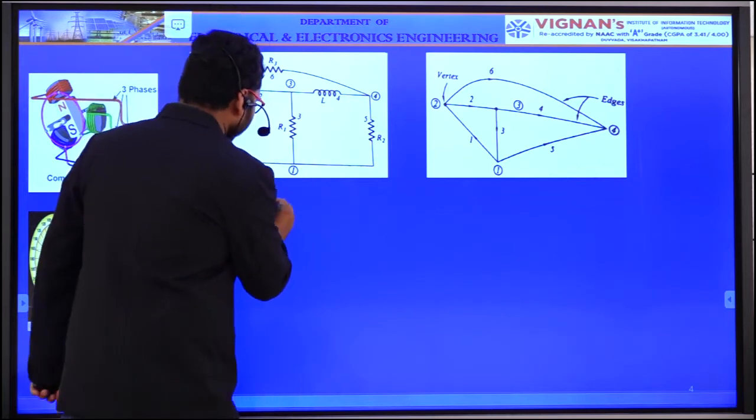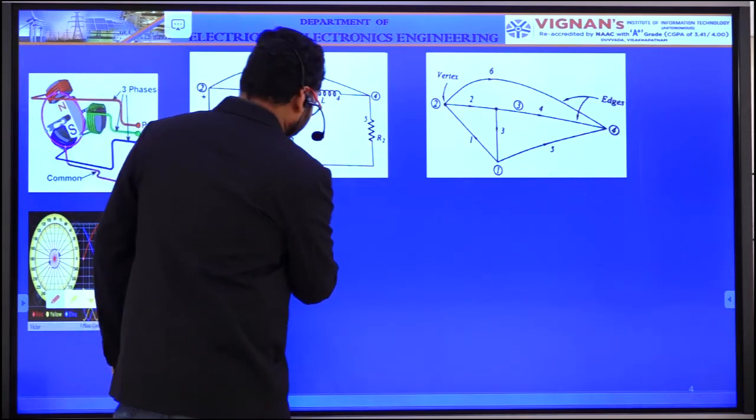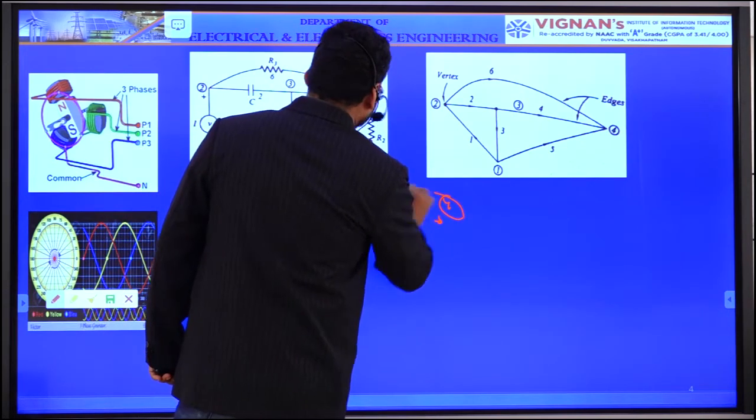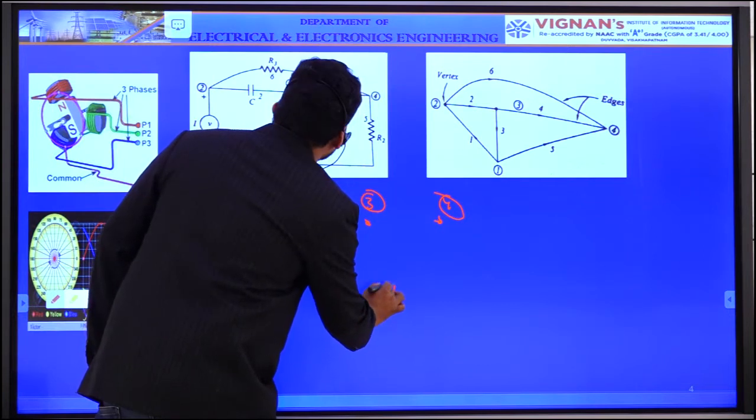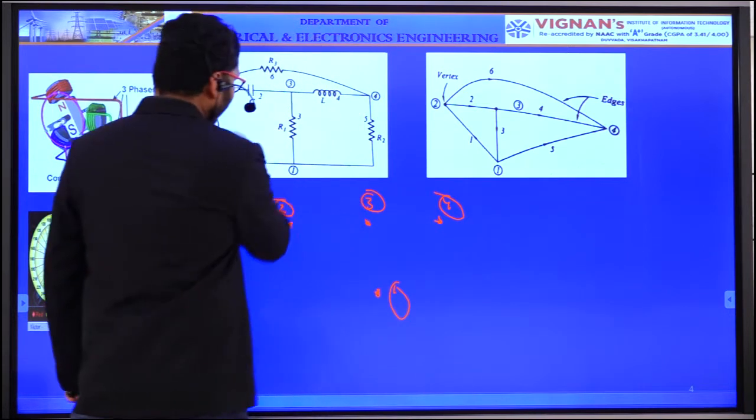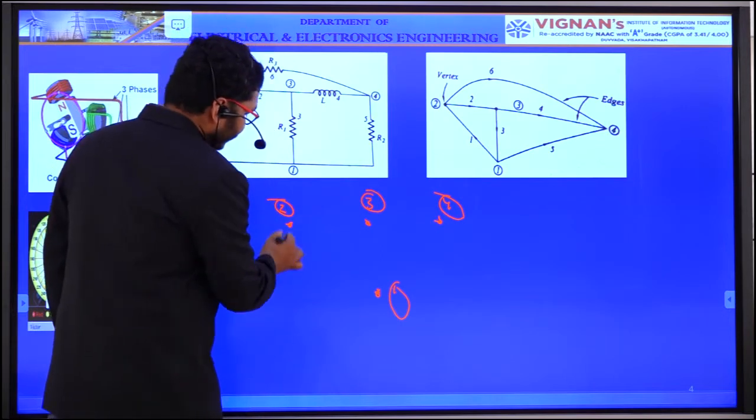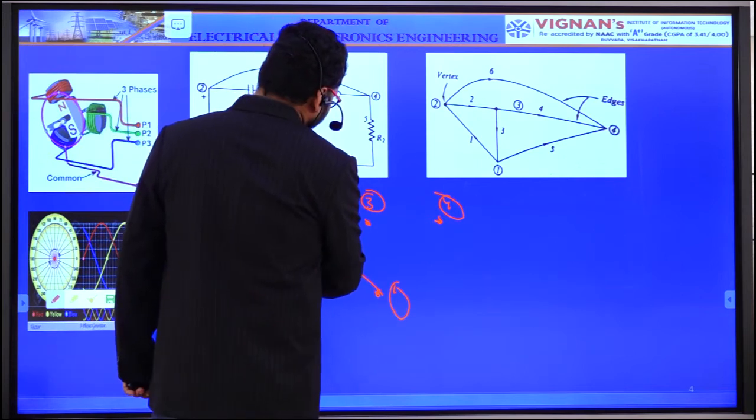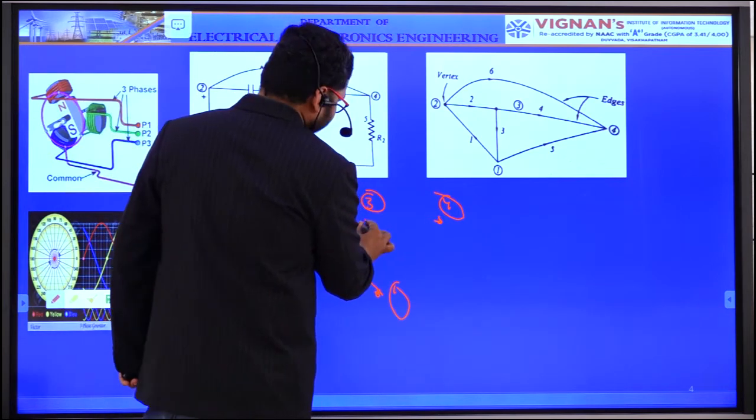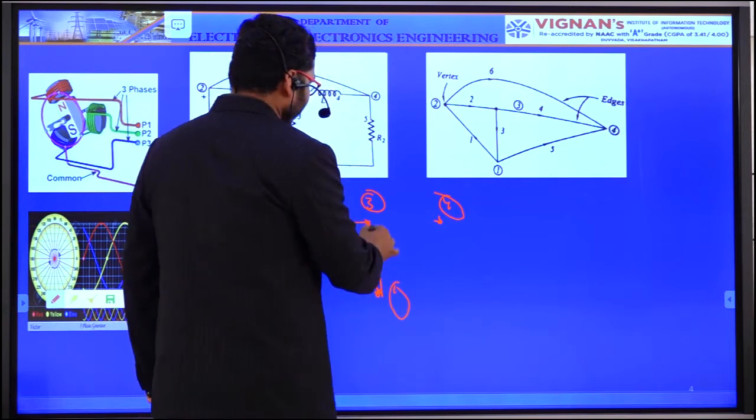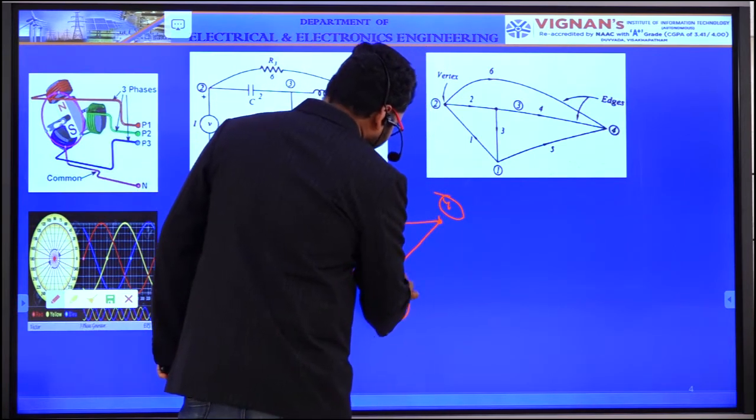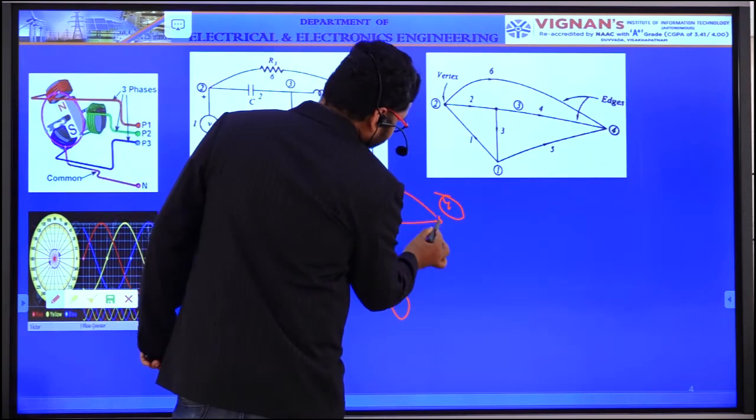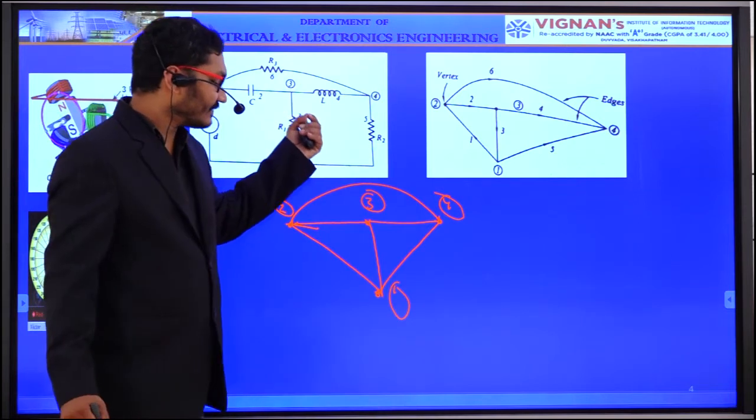See here, suppose this is node 2, this is node 3, this is node 4, this is node 1. Between node 2 and 1 there is a voltage source. A voltage source you can replace with a short circuit. Similarly, electrical elements you have to replace with a short circuit. Resistance also, inductance also. These are the elements we are replacing with short circuits, like branches. For this network, this is the graph.